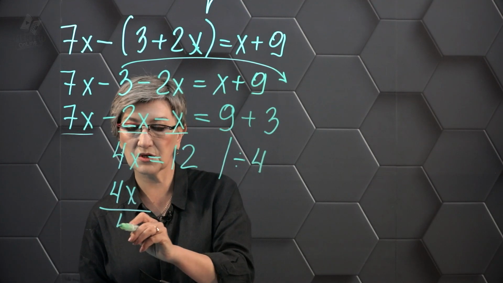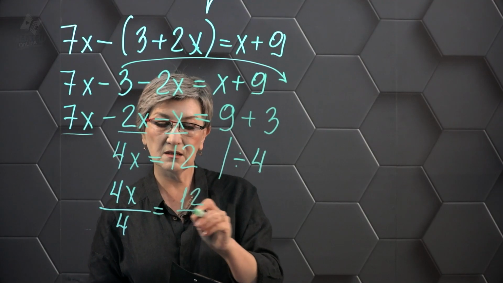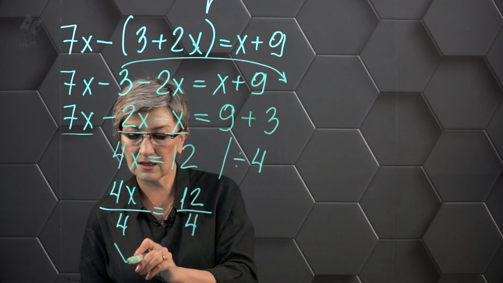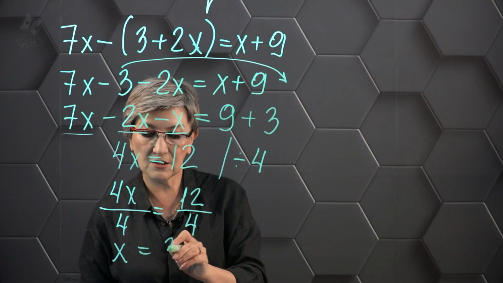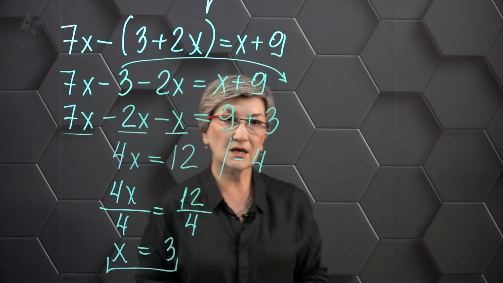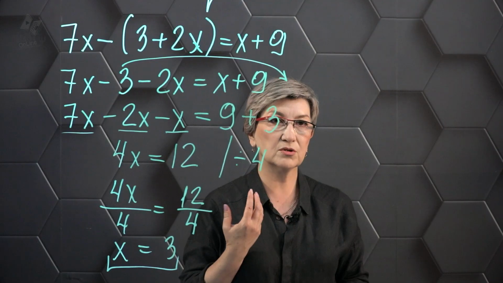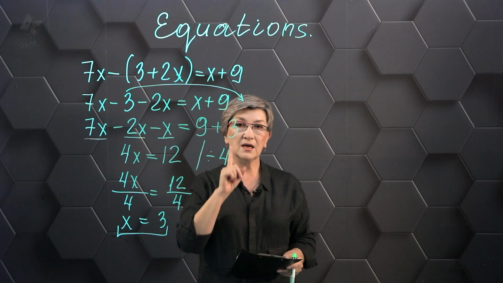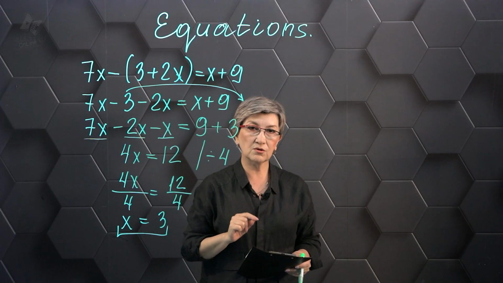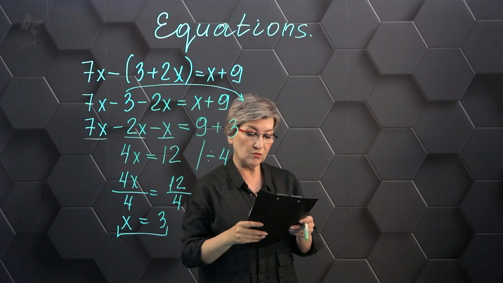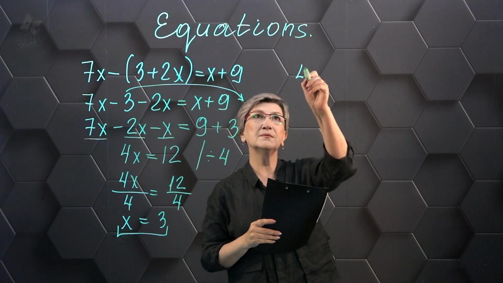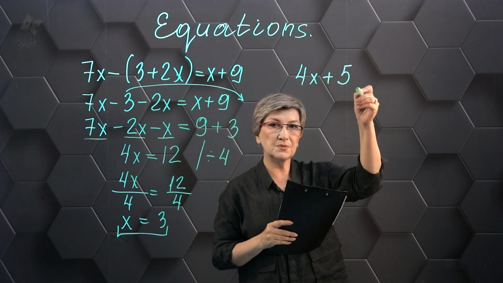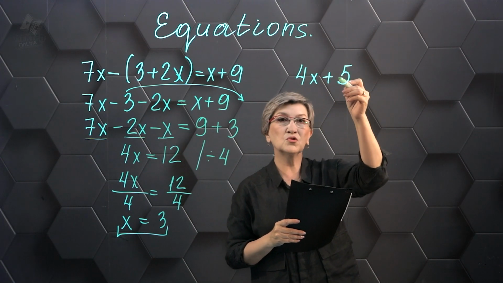4x divided by 4 equals 12 divided by 4. 4x divided by 4 is x. And 12 divided by 4 is 3. As a result, the root of our equation is the number 3. You can substitute this number into the original equation and you will get the correct numerical equality. And there's another equation in which, in front of the expression that's written in brackets, we see a multiplier equal to 5.